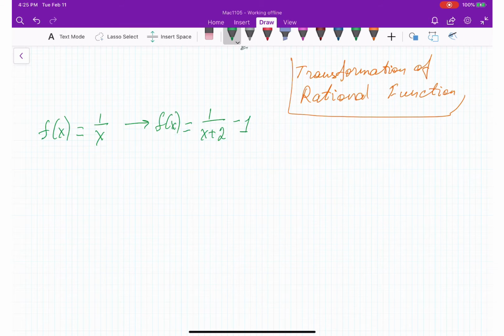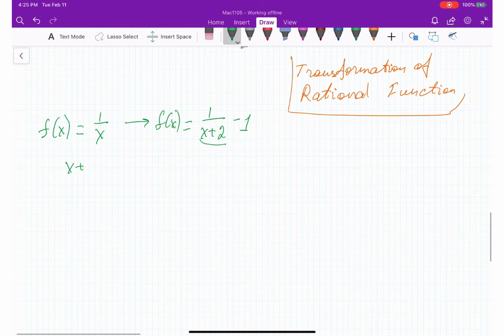Okay, how are we gonna do it? First of all, we know that x plus 2 is a change of x, and if x plus 2 is equal to 0, then x is equal to negative 2, which means we are going to shift the graph 1 over x by negative 2. Let me do it.